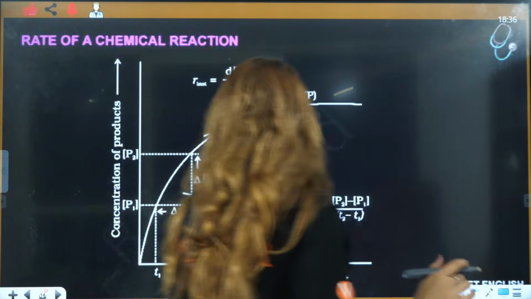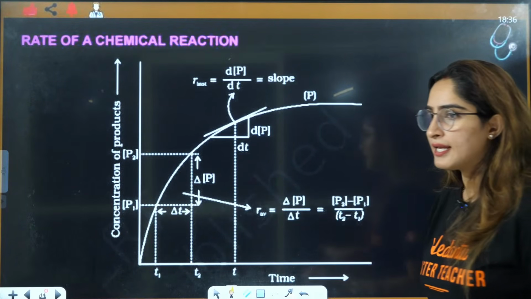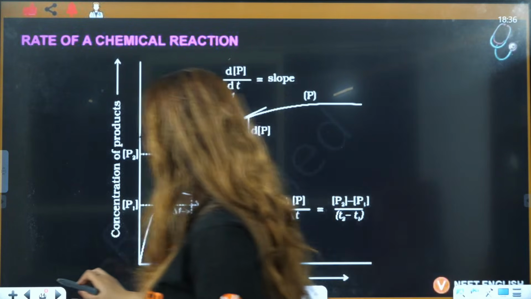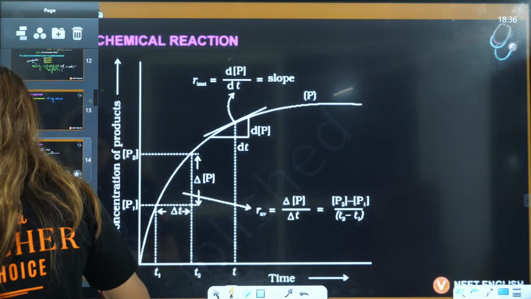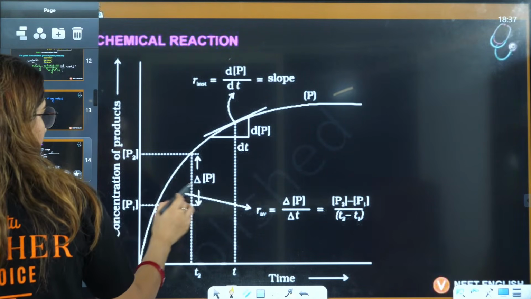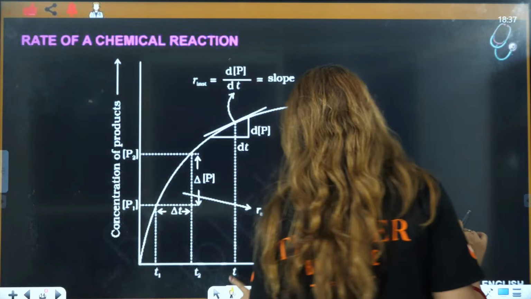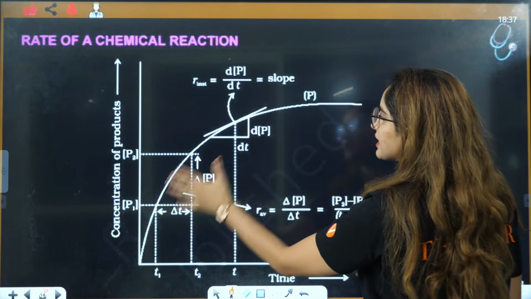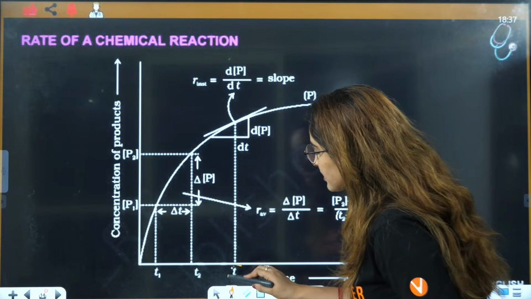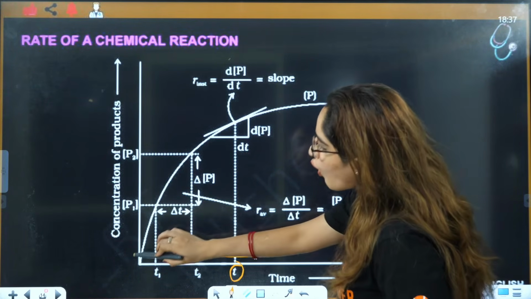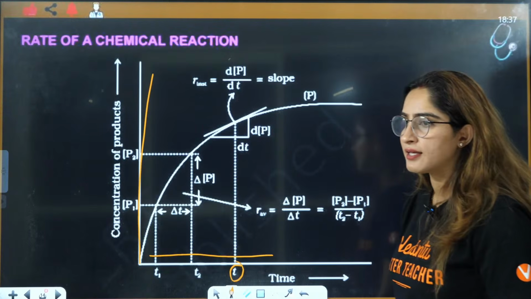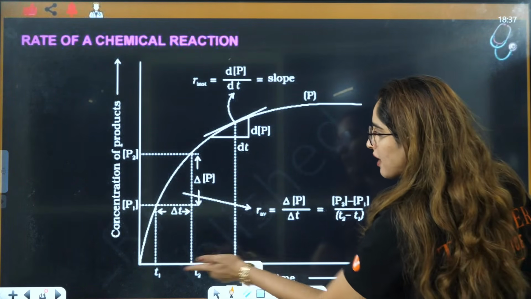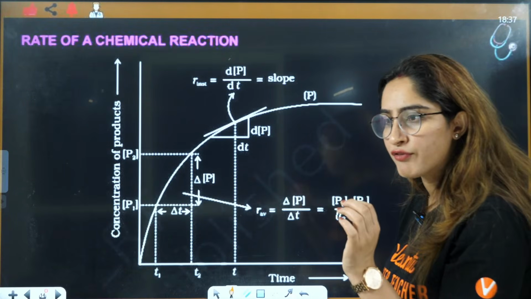Okay, so you have this graph. Let's see this graph here. Can you see firstly what is happening? As the time is increasing, concentration of products is increasing. Can you see that as the time is increasing, concentration of product is increasing? That we can see from here.